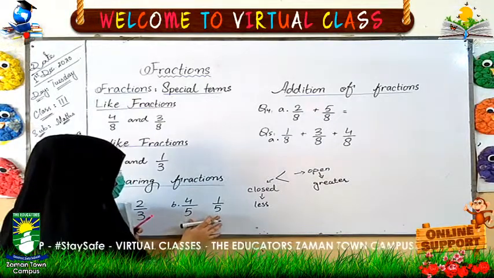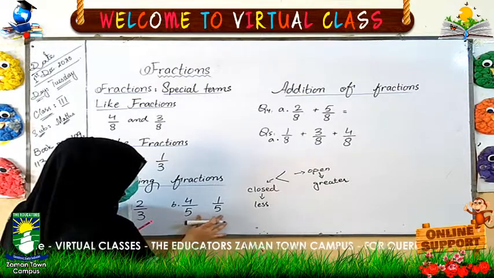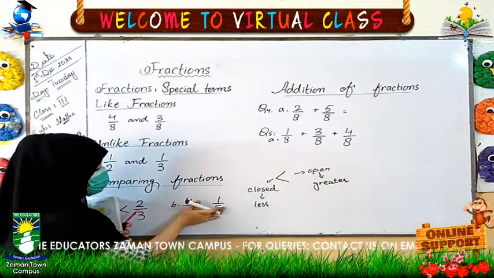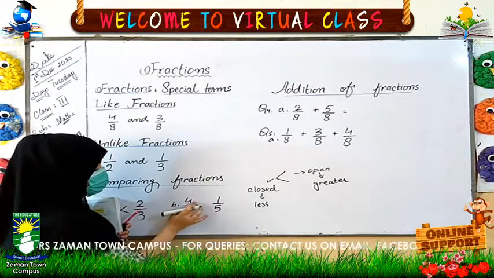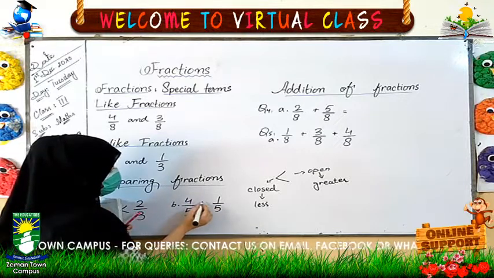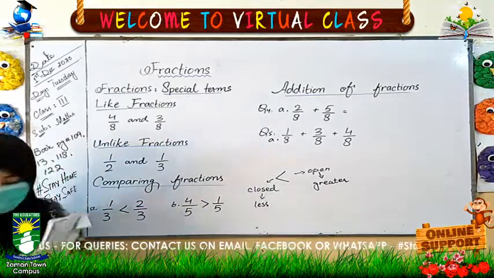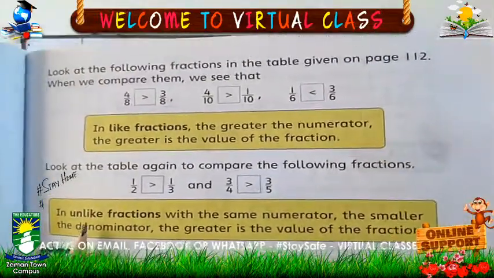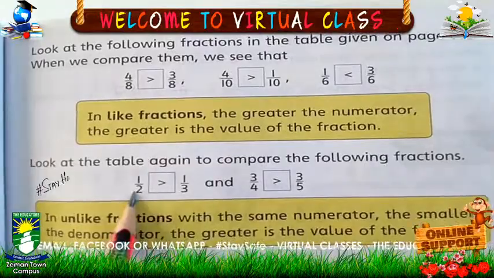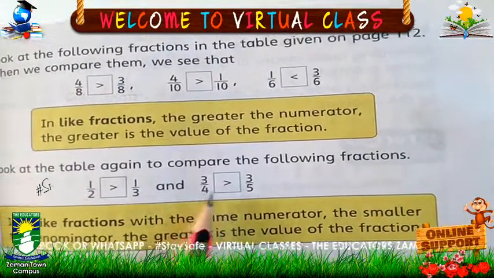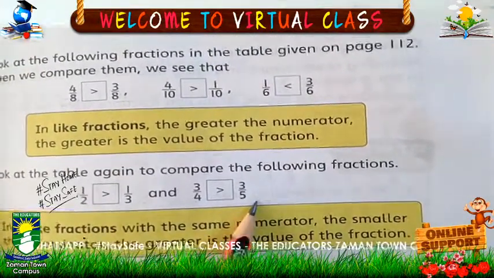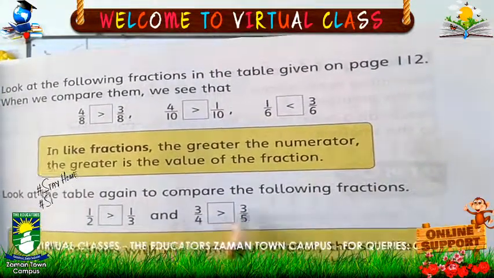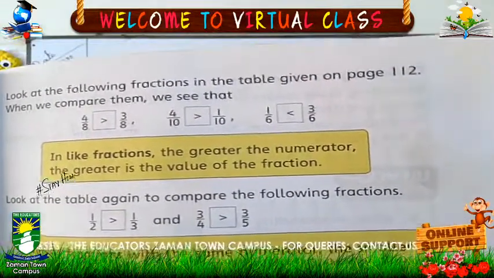Now come here. Here we also have like fractions, which means the bottom numbers, or the denominators, are the same here. So we will just look at the numerators. Now hide the denominators. Now tell me, which one is greater, 4 or 1? Yes, 4 is greater. So we will make the open side towards 4. Now look here in your book, here we have unlike fractions. Here we have different denominators, and here we also have different denominators. We have two pairs of fractions here. Now look here, unlike fractions with the same numerators. The numerators are the same here, okay.